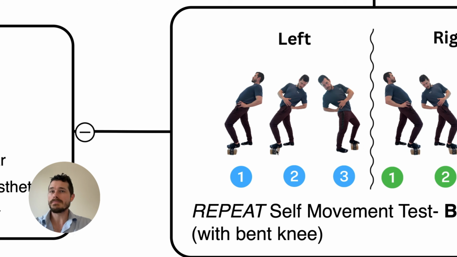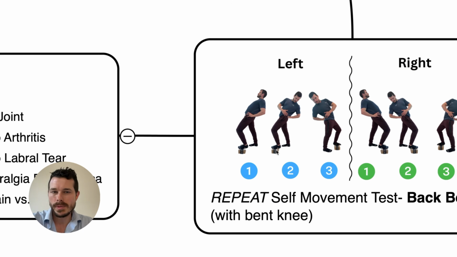Is it still painful or is it not? You might see that changes. We'll talk about what that means in a moment. Then rotate to the left and back bend. Rotation, extension to the left. Then twist your trunk all the way to the right, the left leg's still up, and bend straight backwards. What happens?